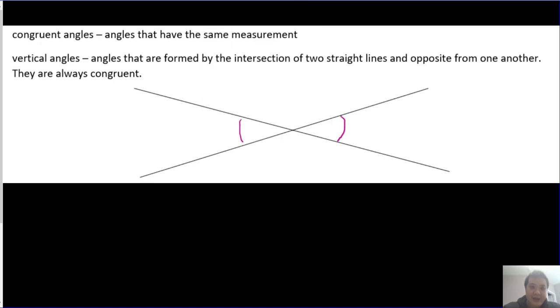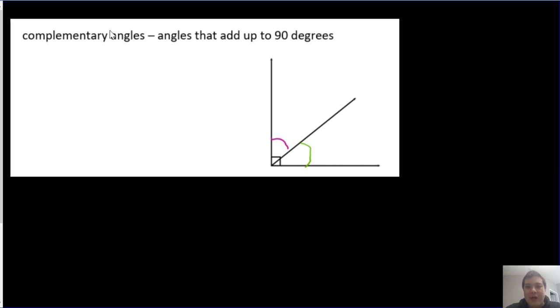Vertical angles are angles that are formed by the intersection of two straight lines and are opposite from one another. They're always congruent. Here is an example of two straight lines intersecting, and on opposite sides of them, these are called vertical angles. If this was 35 degrees, this one would also be 35 degrees. They are the same measurement. They are congruent.